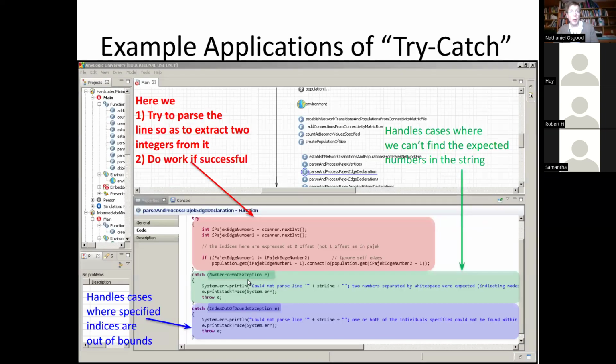So we have a try block, and maybe it throws a number format exception. It's trying to here get a next integer from a file that it's reading. And maybe there's a problem with that number format. You're looking for an integer and it found something that has a decimal point in it. Or maybe there's something about an index out of bound that occurs when I try to find a particular agent that is at one of these numbers, and that will be handled differently.